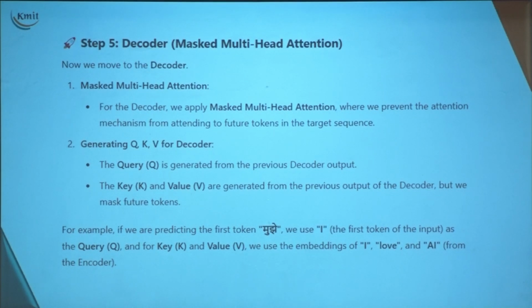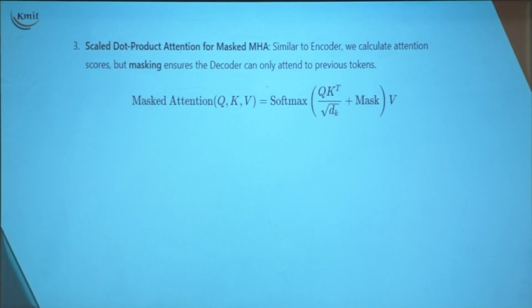For example, if you are predicting the first token Mujhe, why am I taking Mujhe here? Because this is the decoder. I love AI, where I is the first word that I am predicting, which is what? Mujhe. Okay, so that I am giving to masked multi-head attention as the input. So what do we do again in masked multi-head attention? Same thing. What is that same thing? Q into K transpose by square root of dk into V.